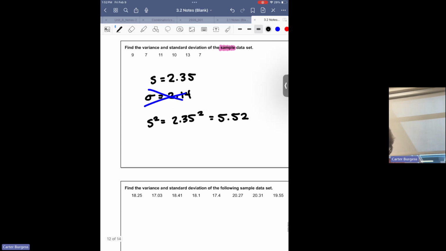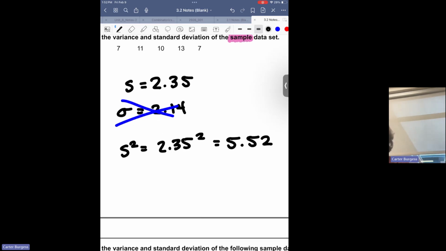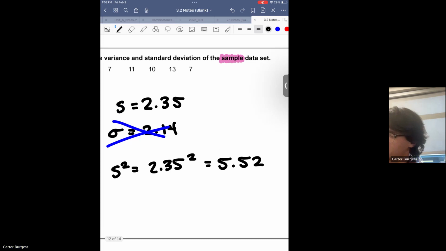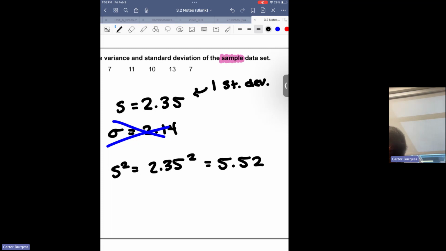So let's consider back to this example. What was the standard deviation that we found here? Is that 2.35? This is one standard deviation. So what could I do to figure out how far 1.3 standard deviations should be? Don't overthink it.